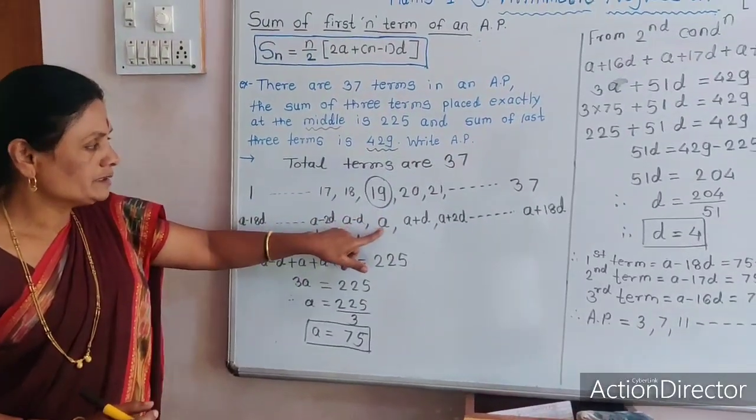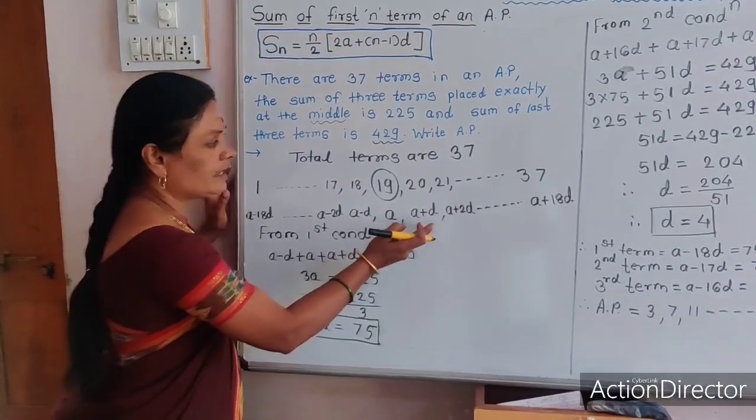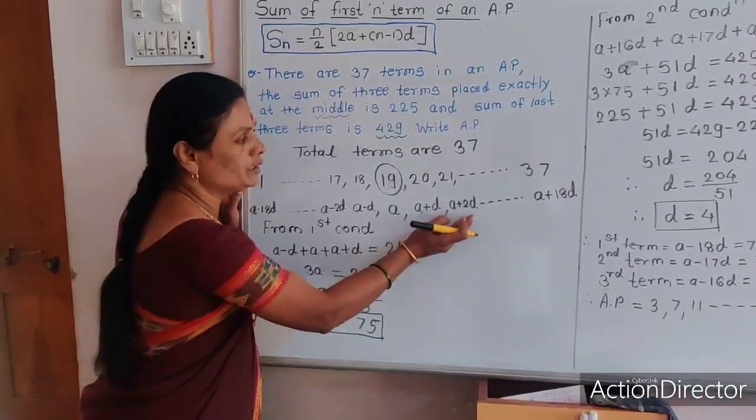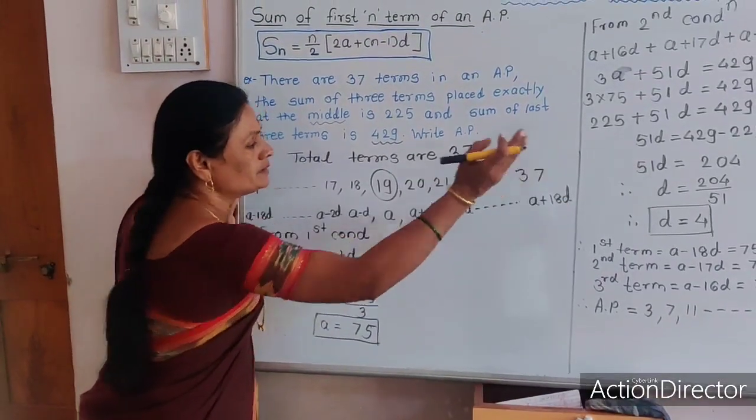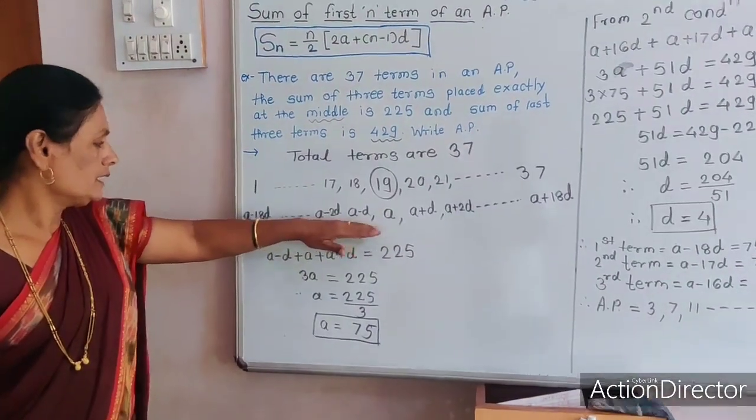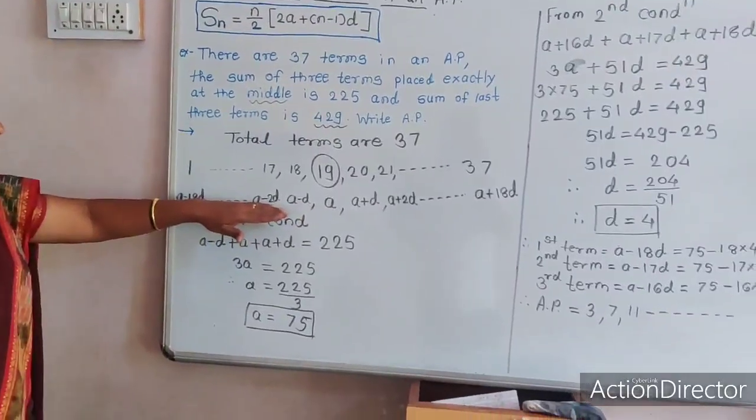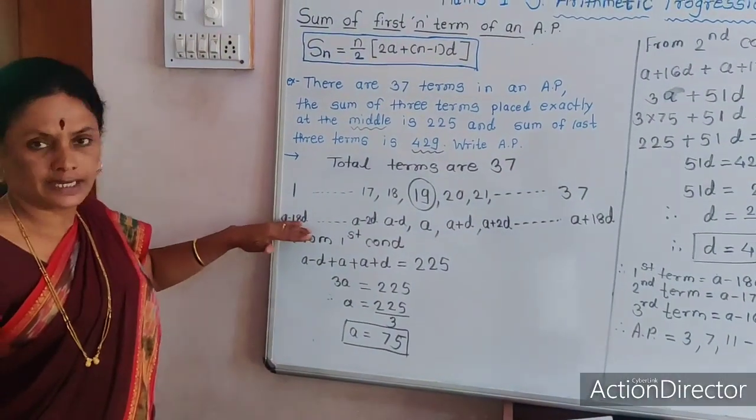Let the middle term be A. Then here A plus D, A plus 2D, in the same way A plus 18D. Here also A minus D, A minus 2D, and so on, A minus 18D.